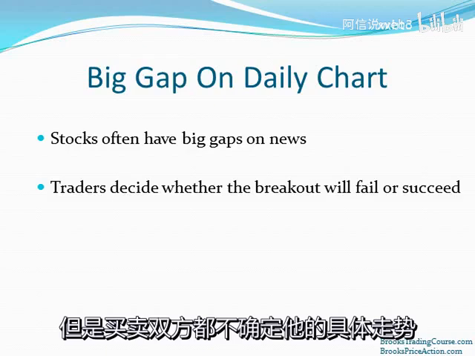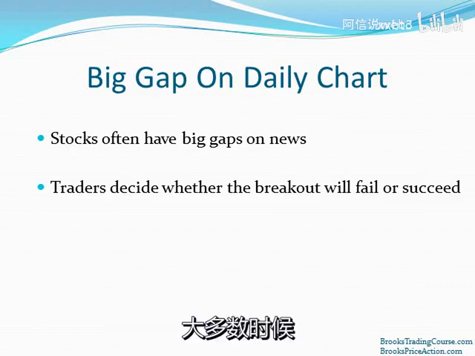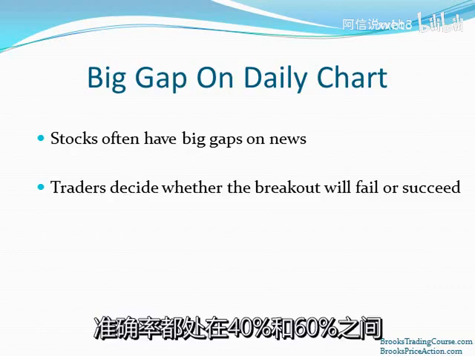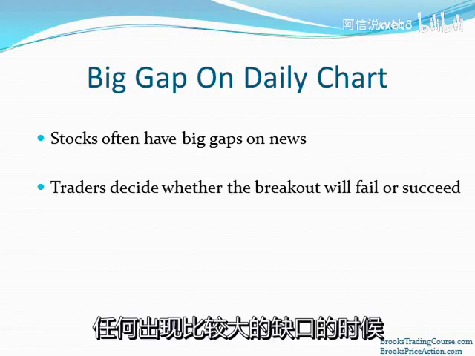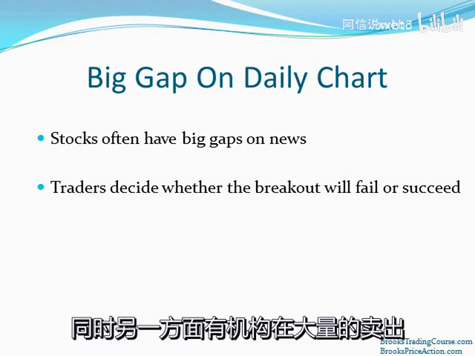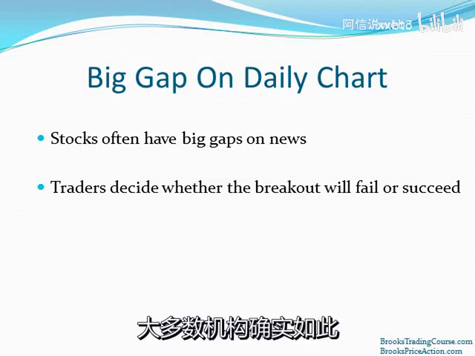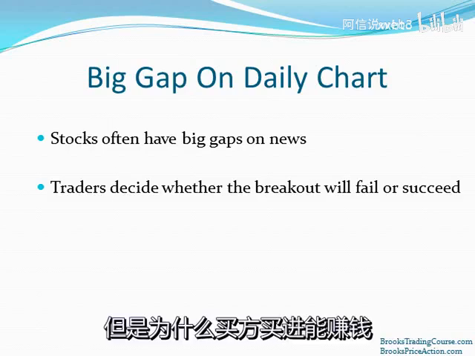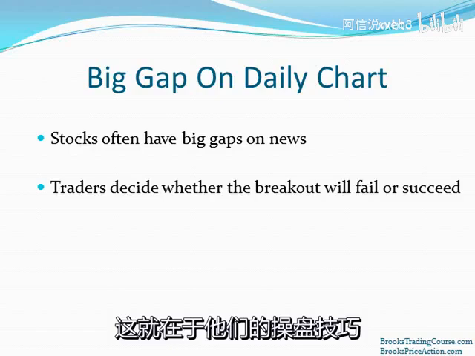And neither the bulls nor the bears are all that certain. Remember the 60-40 rule, most of the time the probability is between 60 and 40%. And that is really true. Anytime the market gaps up big, there will be institutions buying and other institutions selling. And you have to assume that both the bulls and the bears are profitable. Most institutions are. And how can both a bull make money buying and a bear make money selling at the same time? It's because of trade management.